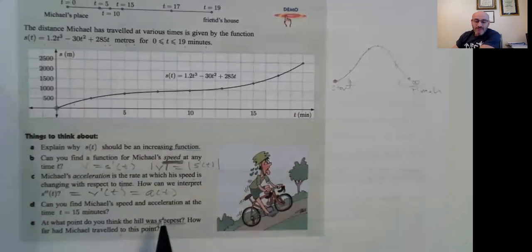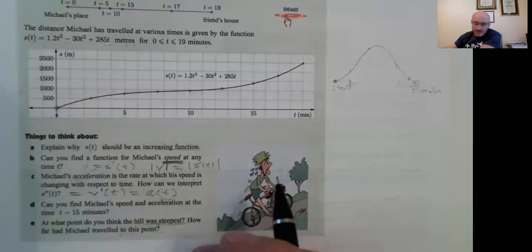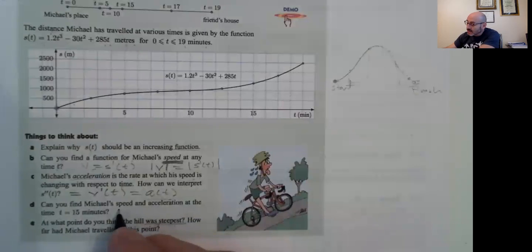So remember what we have studied. The second derivative, which in this case is the acceleration, provides me information about the velocity. And the velocity provides me information about the function. Okay, so the second derivative provides information about the first derivative, and the first derivative provides information about the function. On part D it says, can you find Michael's speed and acceleration at the time t equals 15? All you gotta do is find the velocity, plug in 15, find the acceleration, and plug in 15 there. Okay, that's all you're gonna need to do that.